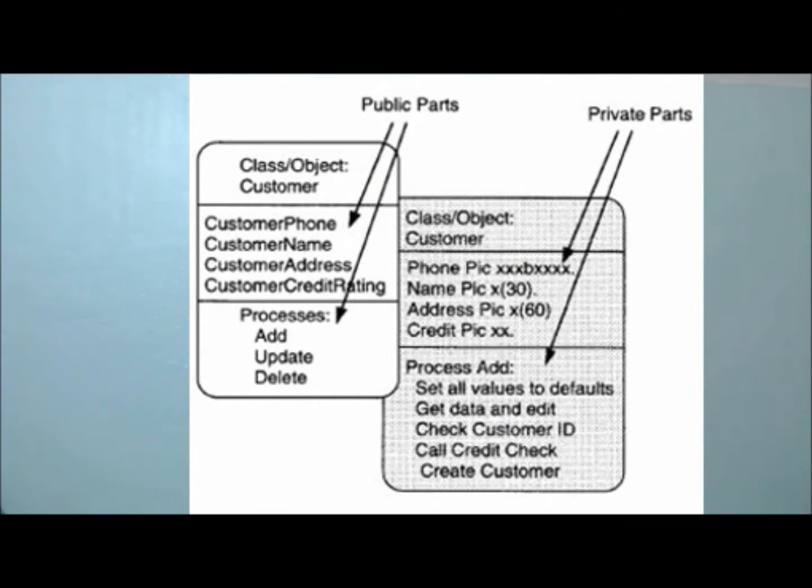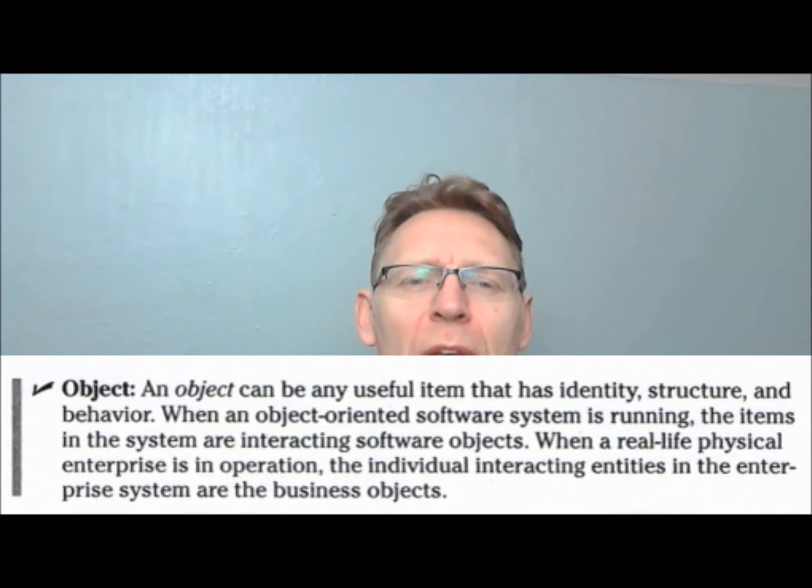And remember, there are some choices around that. You know, name, is 30 enough? You can think about whether that would be. And then on the processing side of things, you can see this when you add, so the process of adding, what do we do? Set all values to the defaults. So we probably want to wipe everything out when we're adding a new customer first. And then get data and edit, check the customer ID. So there's a few things that we need to get done, or we'll have some processing behind it. So that's an object in object-oriented systems analysis and design. So here we have the definition of an object. An object is any useful item that has identity, structure, and behavior.